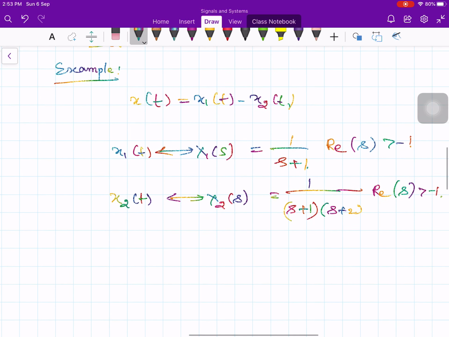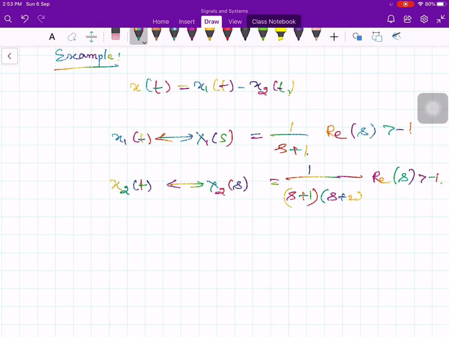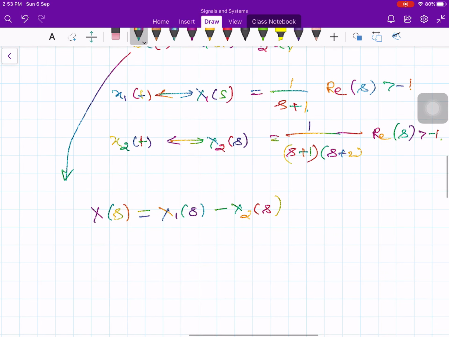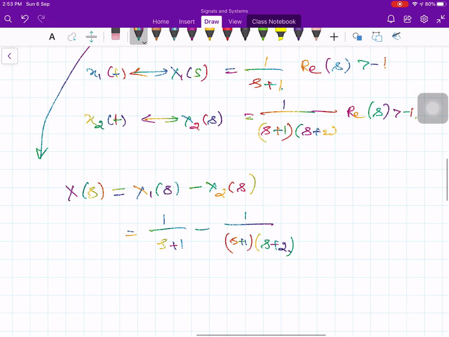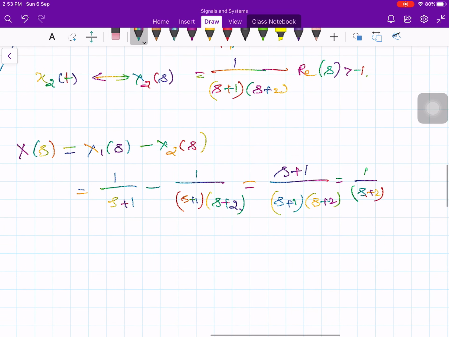Now what is x of t? X of t is x1 of t minus x2 of t. Therefore your x of s is equal to x1 of s minus x2 of s. That means 1 divided by s plus 1 minus 1 divided by s plus 1 times s plus 2. So if you rearrange the terms, then it is s plus 1 divided by s plus 1 times s plus 2. That is 1 divided by s plus 2. So there is a pole zero cancellation. This numerator term and the denominator term will cancel each other.